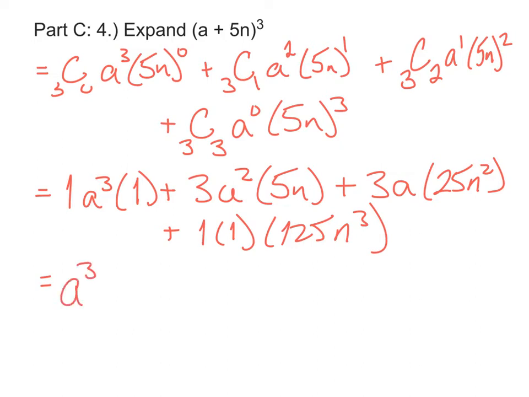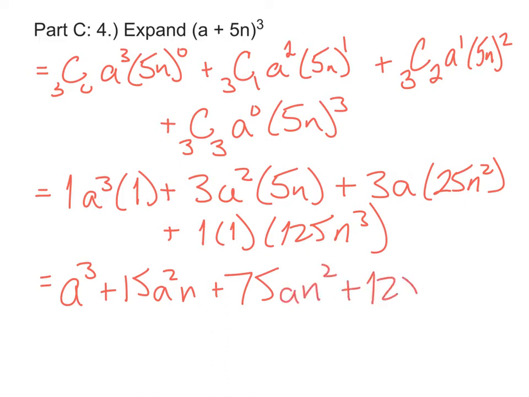The last line is just to clean up each individual term. So a to the third, 3 times 5 is 15, a squared n. 3 times 25 is 75, a n squared. And the last one will be 125 n to the third.